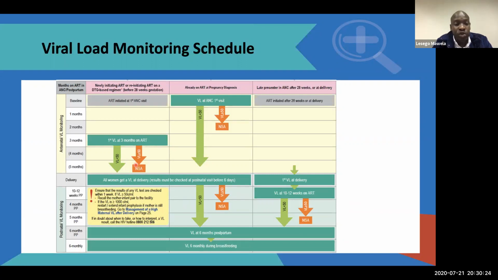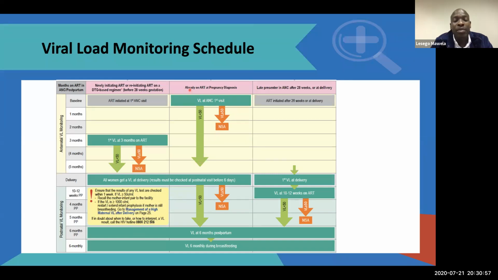But what you see here is that anyone who's diagnosed antenatally, we start on ARVs, we do a 3 months viral load, but all women, right, will get a delivery viral load, right? That's very important. They will get a delivery test. So there's a 3 months viral load, there is a delivery viral load, and there is a 6 months viral load postpartum or during the postnatal process, right? So very, very important, 3 viral loads.